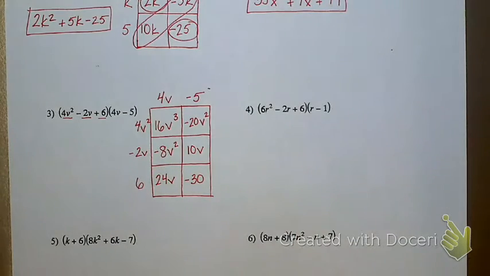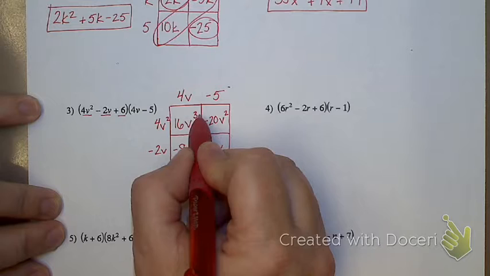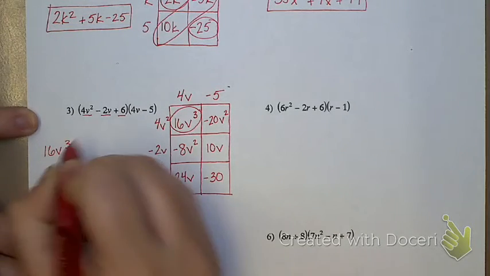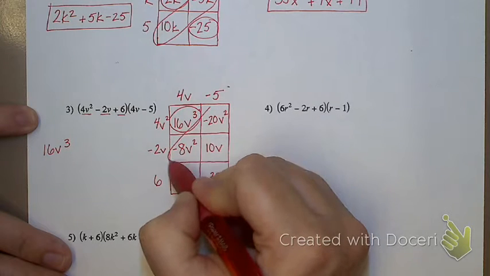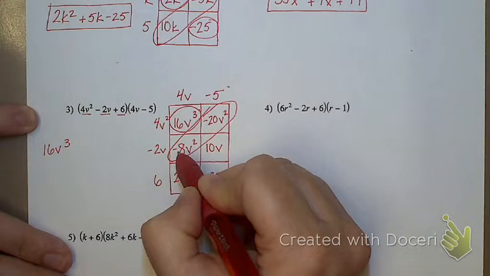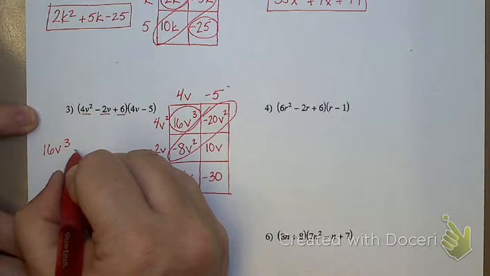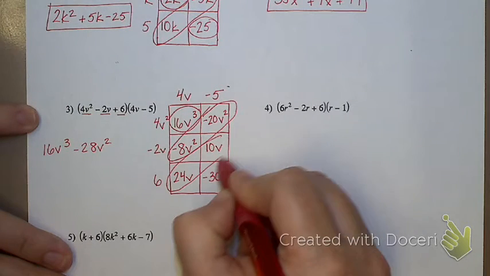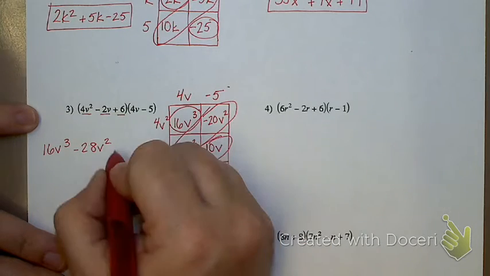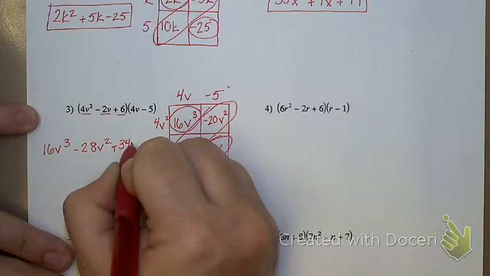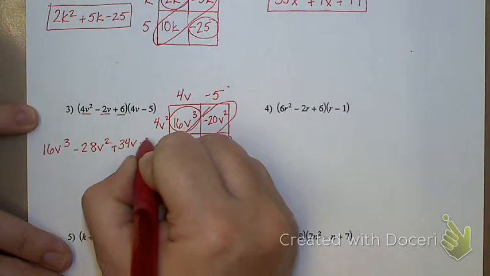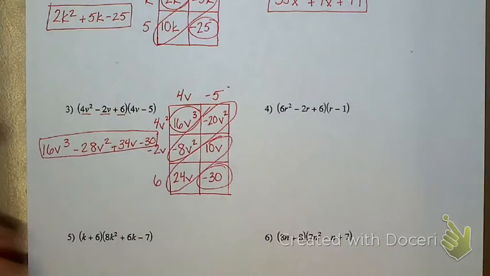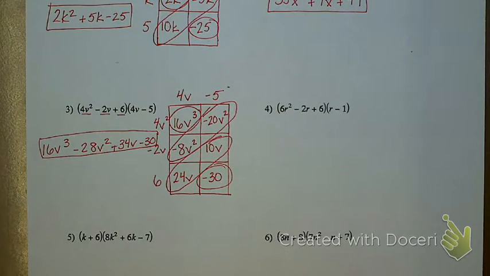Now, I should still be able to get standard form pretty easily. Here's my biggest exponent, 16v to the third, and then my like terms should still be diagonal from each other. There's one. Negative 8 and negative 20 would be negative 28v squared. Here's my next set of like terms. 24v and 10v would be 34v. And then last but not least, I have minus 30. And that's what my answer should look like. Pretty much the same thing, right?